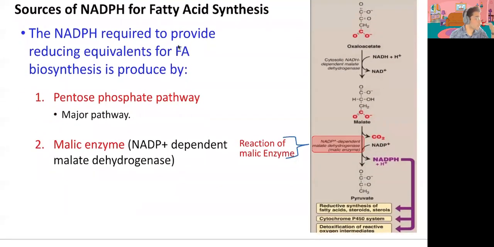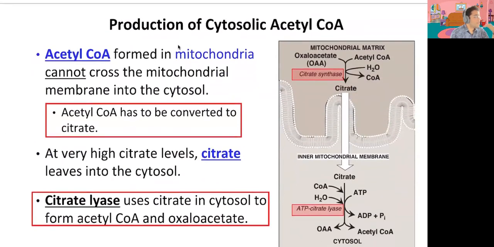So the source of NADPH for fatty acid synthesis? Guess what? We use NADPH primarily from, you guessed it, the pentose phosphate pathway. It's one of the major things that's implicated when you're dealing with the conversion of your TAGs into usable energy forms. The other thing you have to think about is the malic enzyme, which is NADP-positive dependent malate dehydrogenase. So once again, keep that in mind.